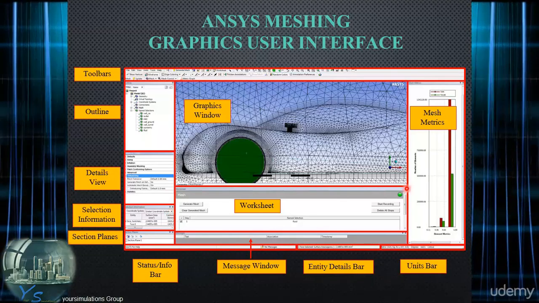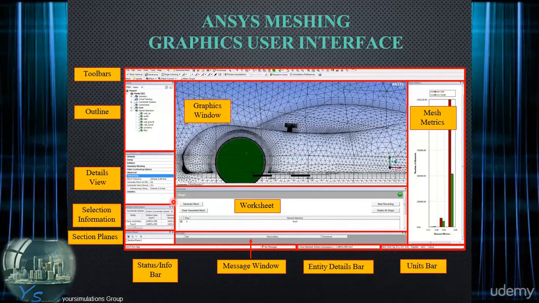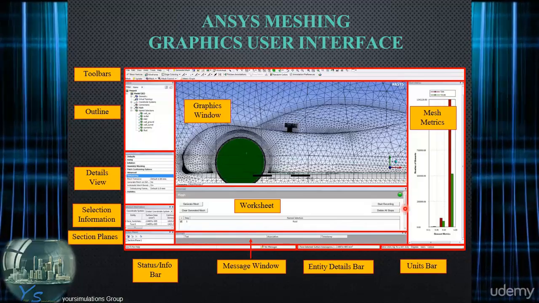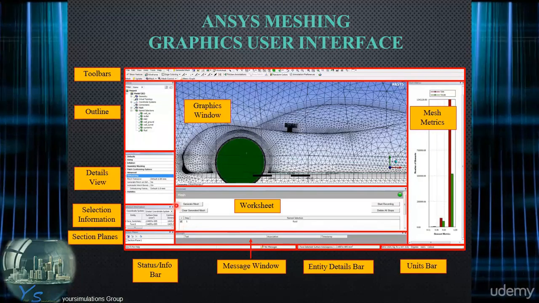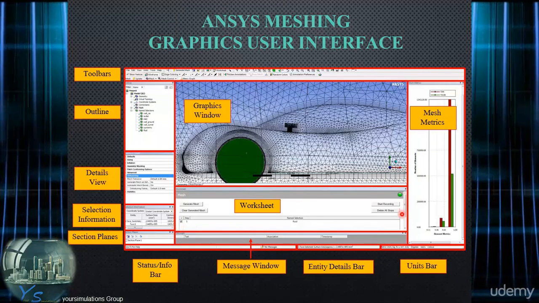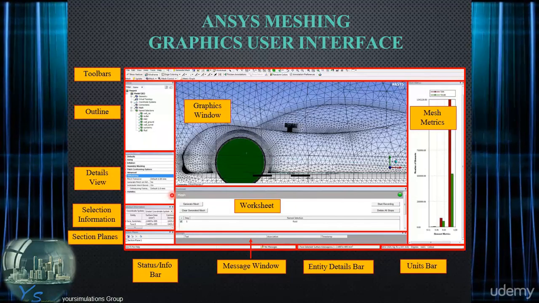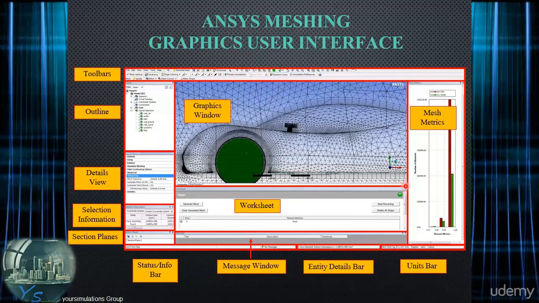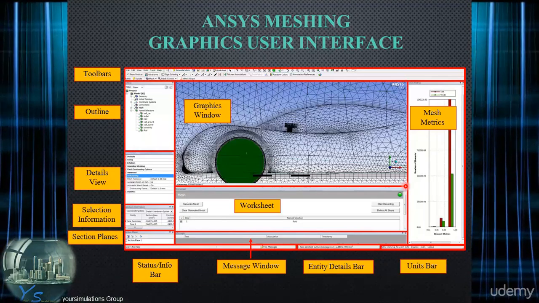The worksheet is also context sensitive to the selection in the outline. We use it to define dependencies for named selections and to record the order in which multiple bodies are meshed. In the default layout, it is grouped together with the graphics window.